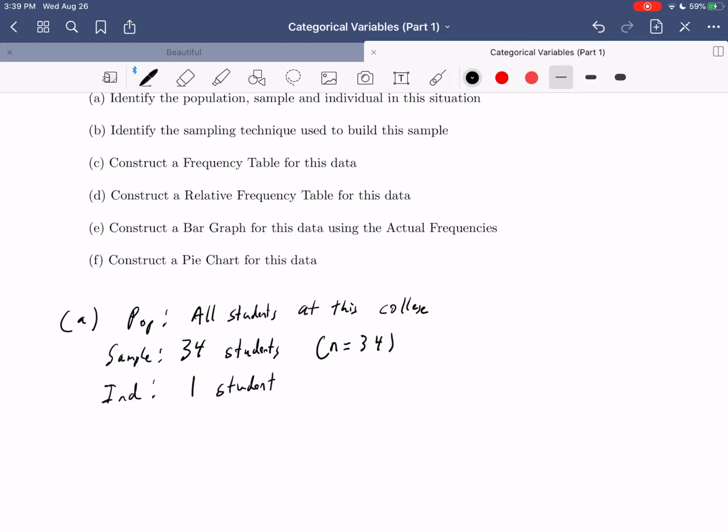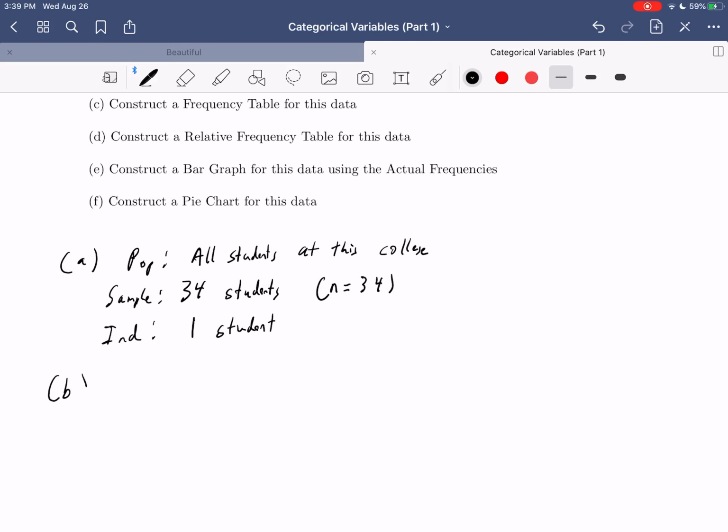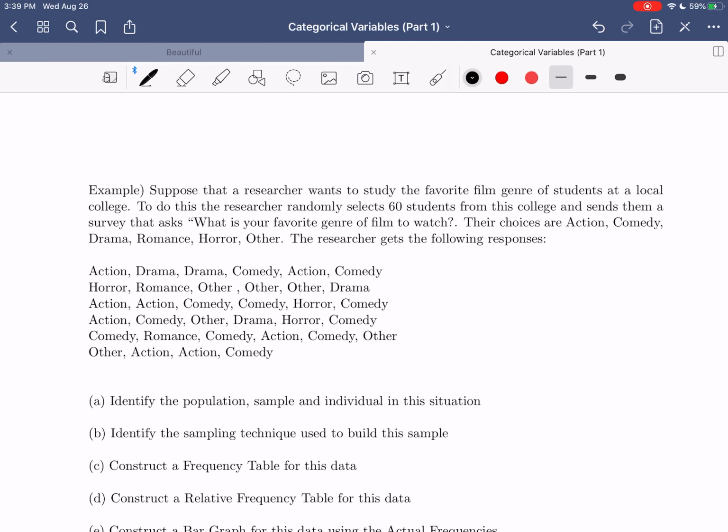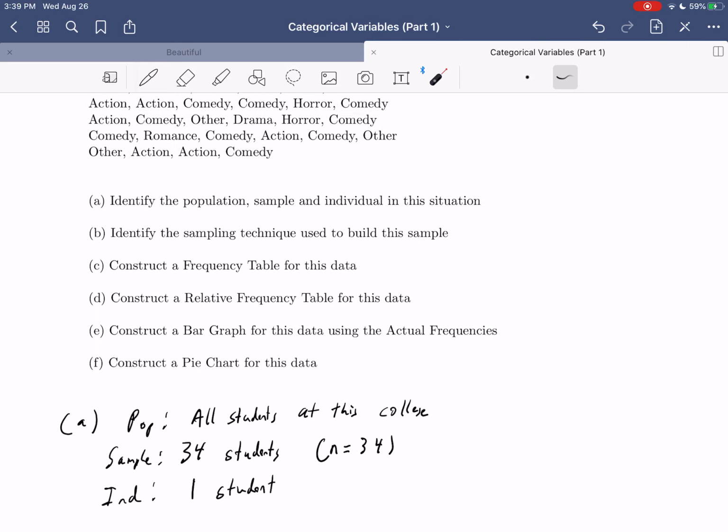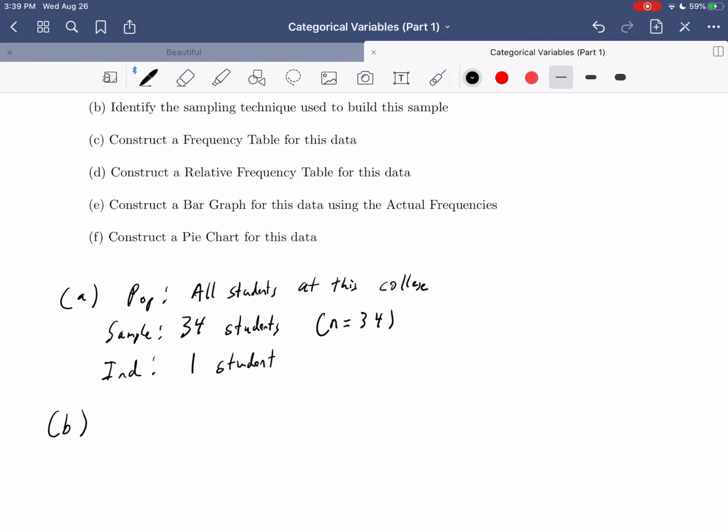All right, let's talk about the sampling technique here. If we go back up here, we notice that they mentioned that the researcher randomly selected 60 students. We get no other information. It doesn't say how they did this process. So all we know is that they did it randomly. That means that the sampling technique used here was an SRS, a simple random sample. It can't be anything else because we don't have any other information.